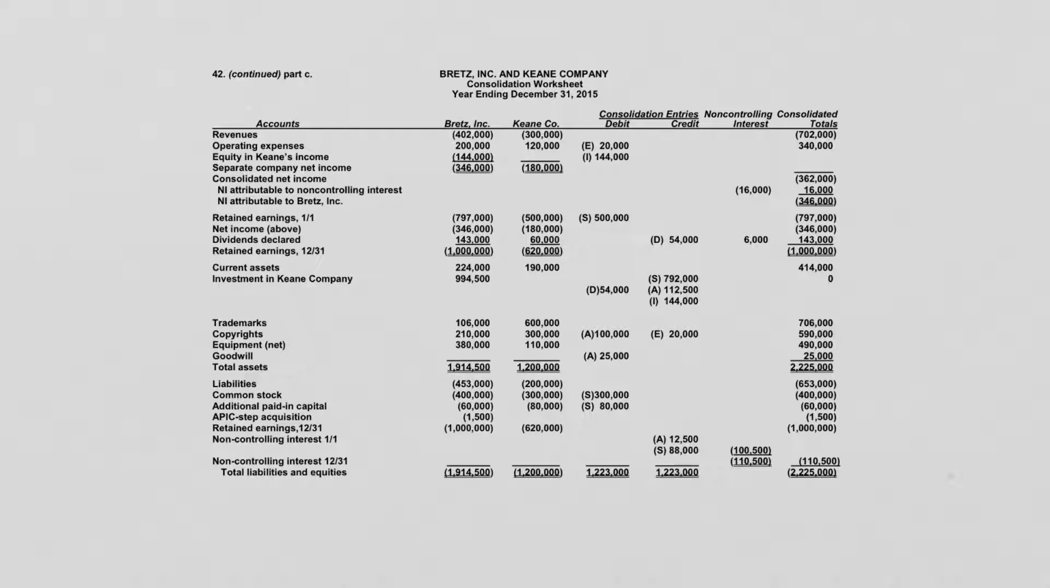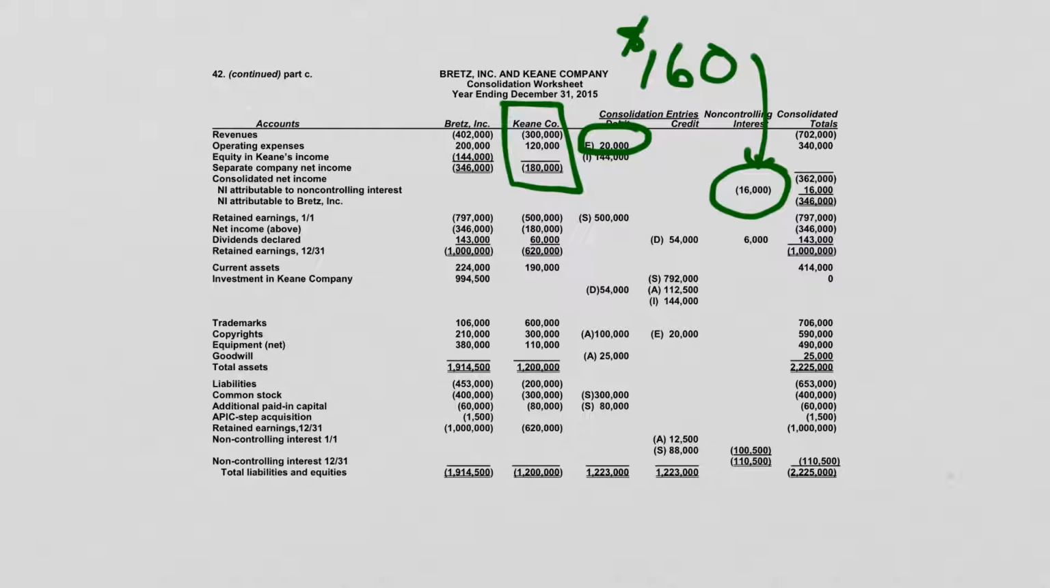Let's look at it first from the standpoint of what was the income from the sub, 180 in total, but we have to adjust it for the $20,000 of amortization, so that would bring it to 160. 10% of that, which belongs to the non-controlling interest, is $16,000. That's one way. Let's do it another way.